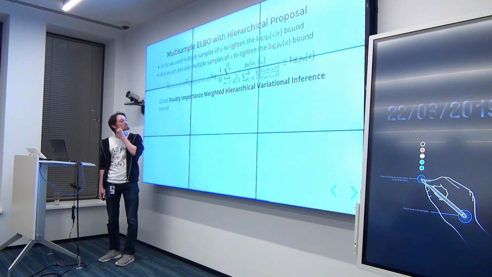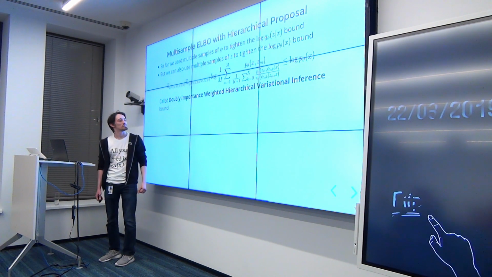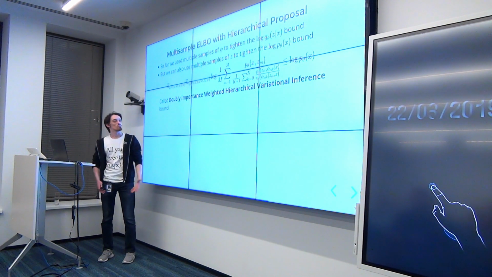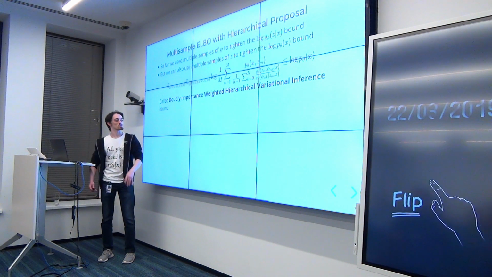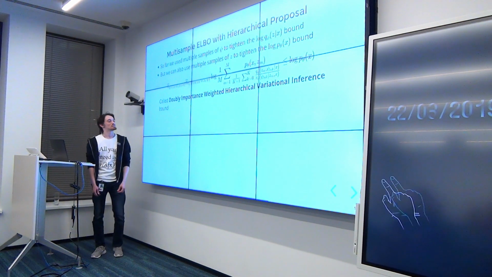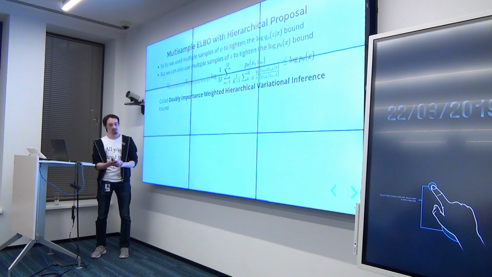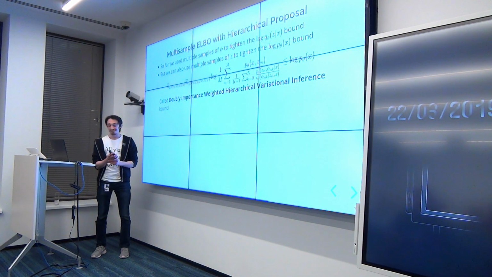Although maybe I should have come up with a better name, because it's only once hierarchical but doubly importance weighted. So yeah, one of the hardest names. Importance weighted, doubly hierarchical. Yeah, so you know, naming is one of the hardest things in computer science.